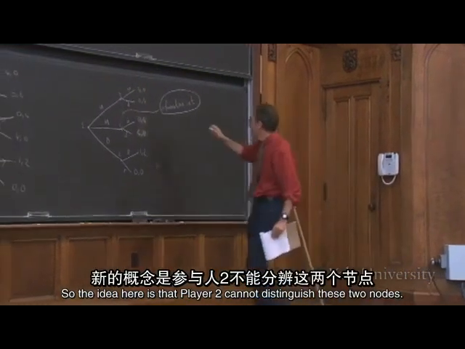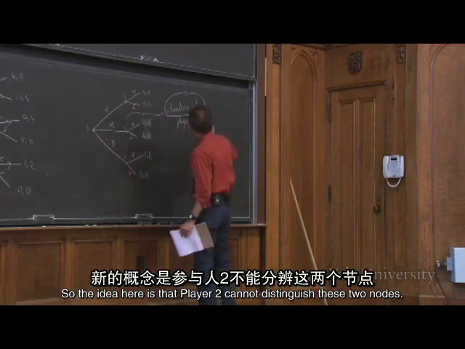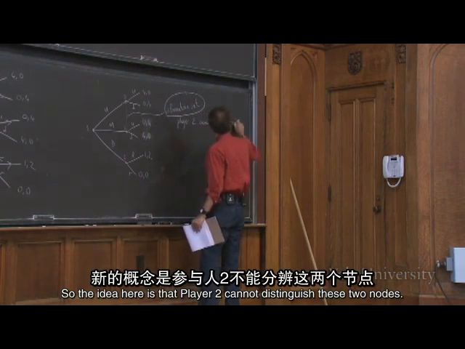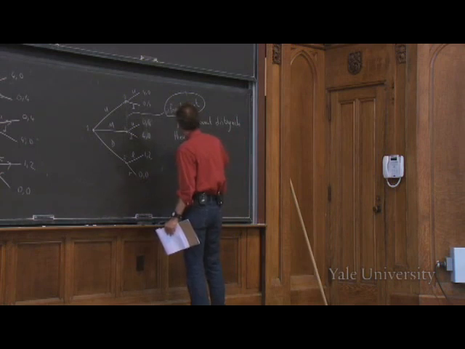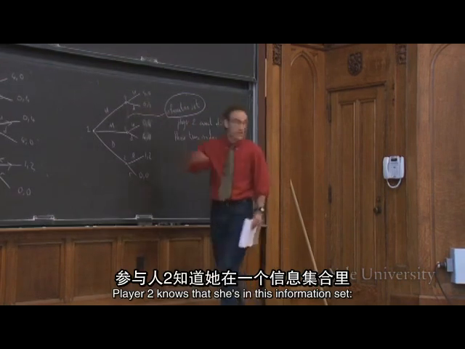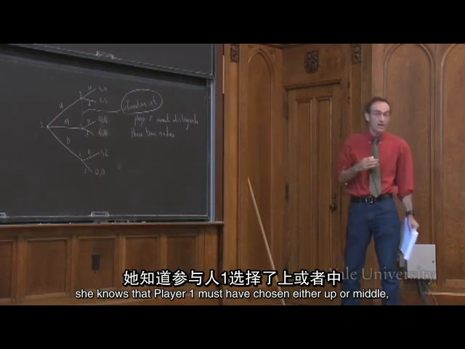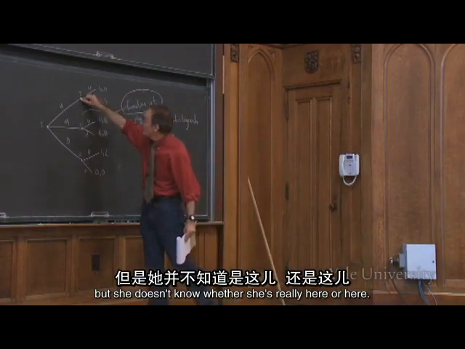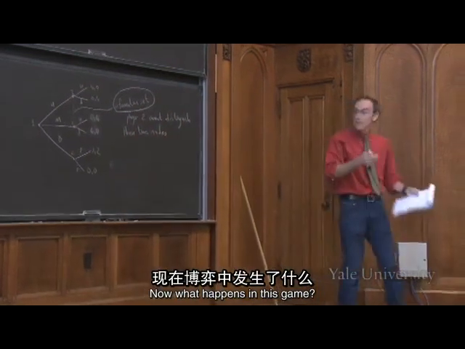All right, so the idea here is that player 2 cannot distinguish these two nodes. Player 2 knows that she's in this information set. She knows that player 1 must have chosen either up or middle. She knows that player 1 did not choose down, but she doesn't know whether she's really here or here. Okay? Now, what happens in this game?